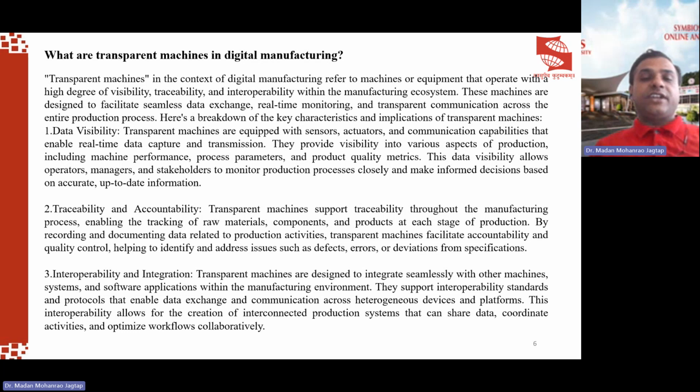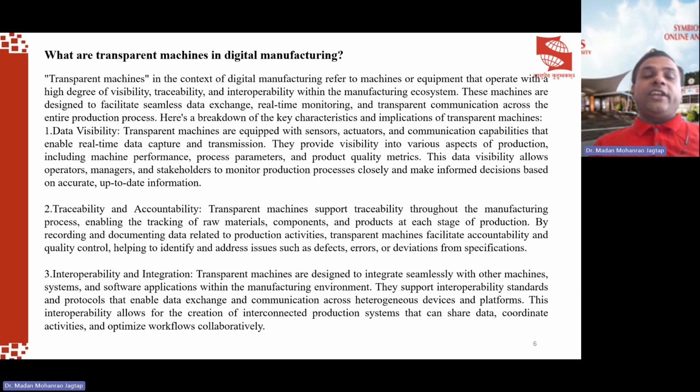Then traceability and accountability. Transparent machines support traceability throughout the manufacturing process, enabling the tracking of raw materials, components, and products at each stage of production. So we can check where a particular product is. We can trace the location of the product and the location of the process throughout the manufacturing process. It enables us to track the raw material, the components, and the products at each stage of production.